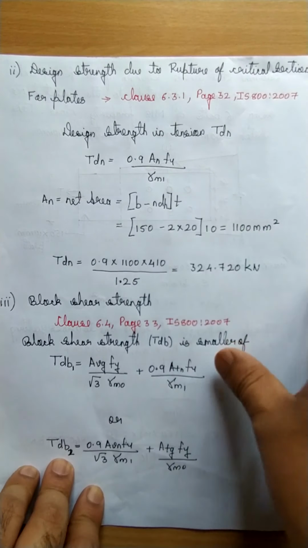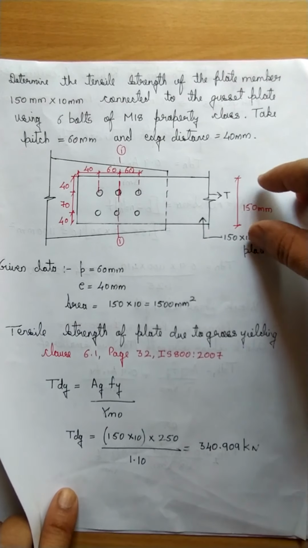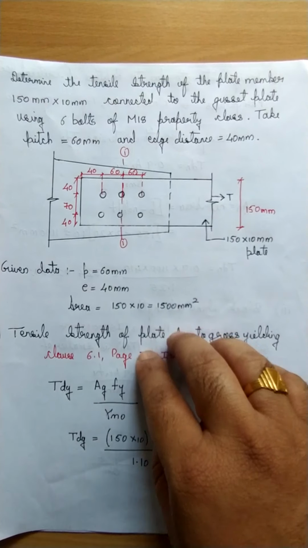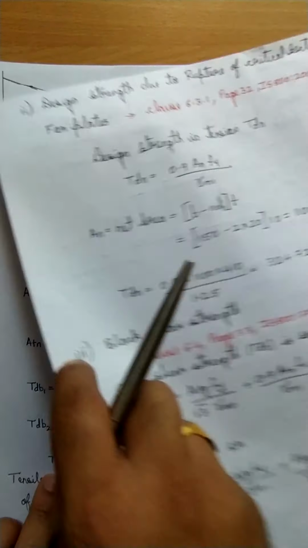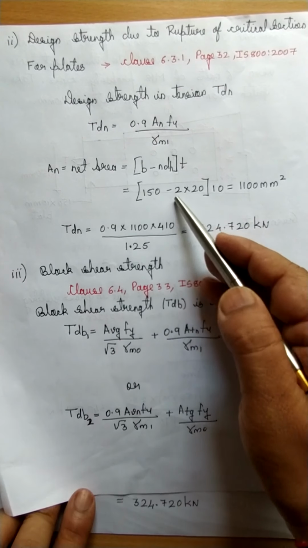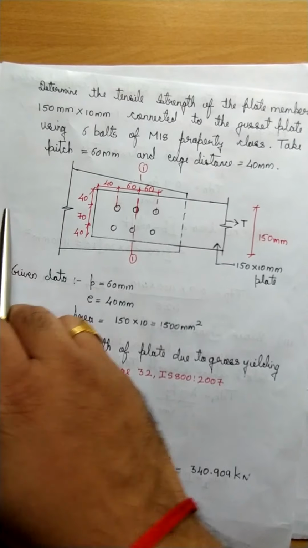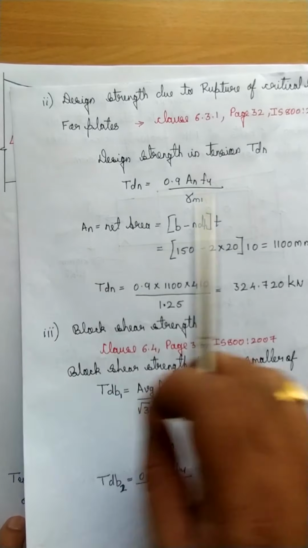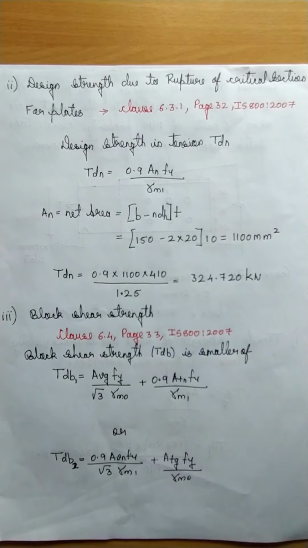and T is the thickness of the plate. So B works out to be 150, and N, in this section considered, we have 2 bolts. So B is 150, N is the number of bolts, 2, and dH. However the bolt diameter is 18 mm, so the diameter of the bolt hole will be 20 mm, into T. So this is how we get the net area.